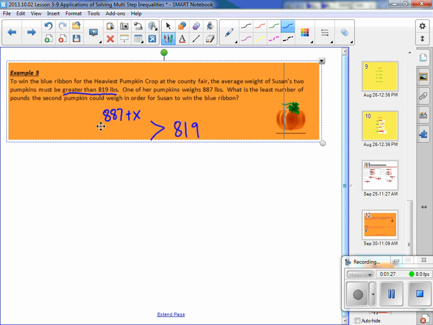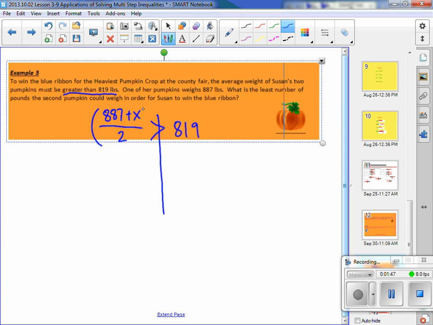Plus x, but I have to divide by 2. Yeah, so average is you add them together and then divide by how many there are. So I add together the 887 and the x, and then because I'm adding those two together, I divide by 2. So now to solve this, what would I do as the first step?